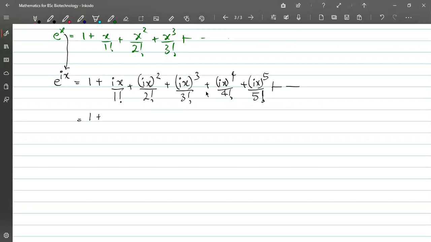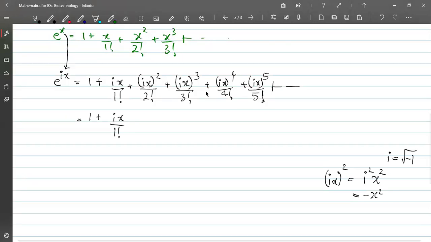This is 1, no problem. This is ix, also no problem there. What is ix square? So ix square is i square x square. But remember, i is the square root of minus 1. That's our definition of i. So i square is minus 1. So this will be minus x square. So here you will have not plus, but rather minus x square upon 2 factorial. i is not there. i square is minus 1. So there's no i term in this. It's just x square upon 2 factorial.